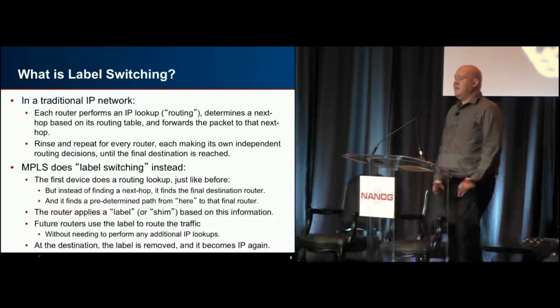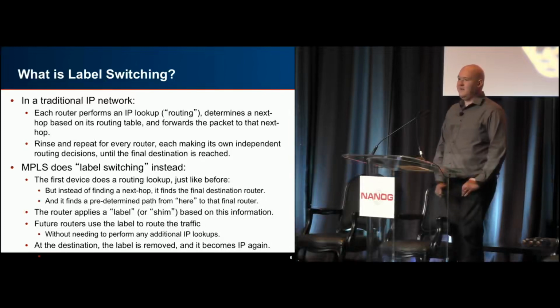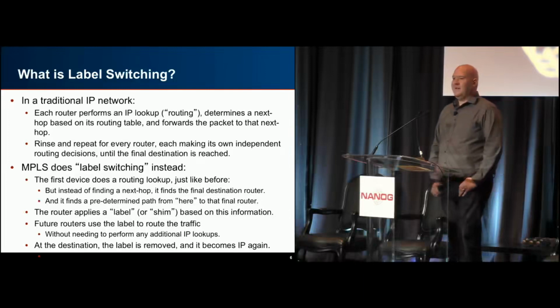So in a traditional IP network, what happens is each router performs an IP lookup. That's what routing is. You get a packet, you do a lookup, you determine the next hop based on the routing table, and then you forward the packet to the next hop. And you rinse and repeat. Every router makes its own independent decision until the final destination is reached. And what that means is they all have to agree with each other or bad things happen.